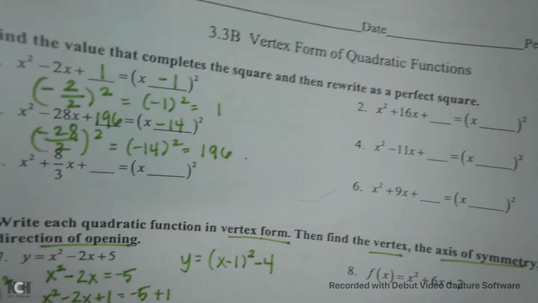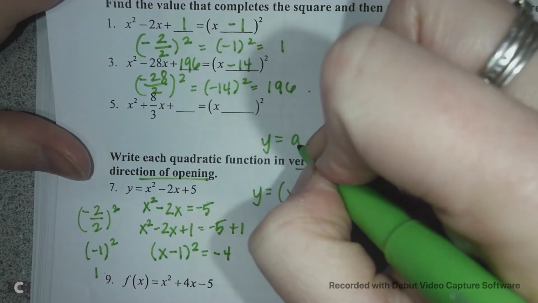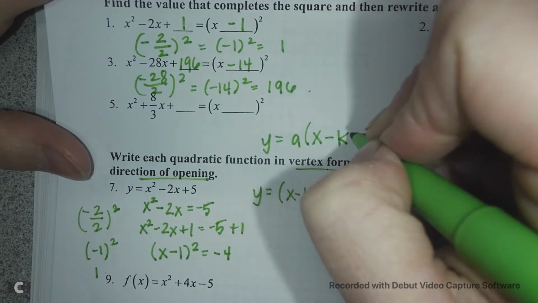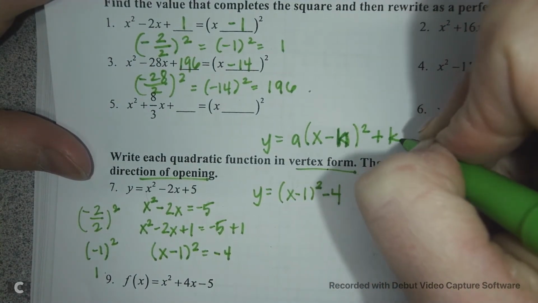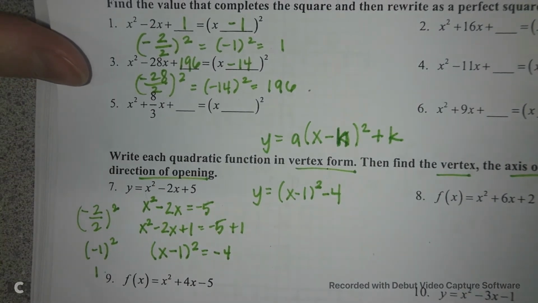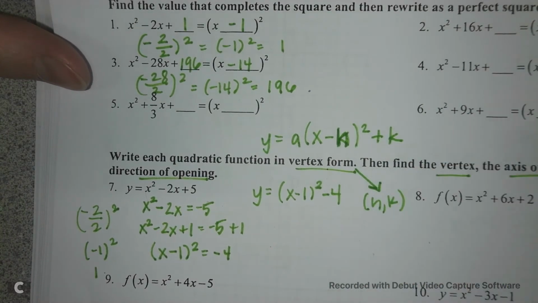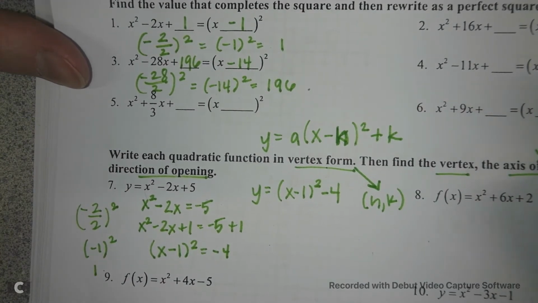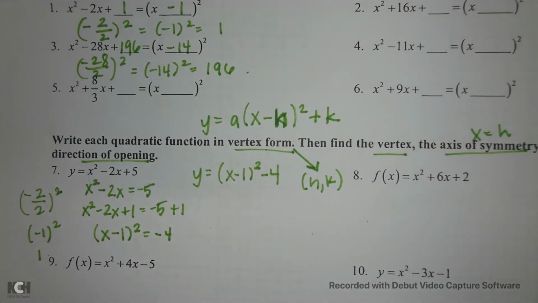Okay, now vertex form says y equals a times x minus h, squared, plus k, where your vertex is h, k. And then your axis of symmetry is x equals h, basically. Whoops. There you go. I wrote it down.